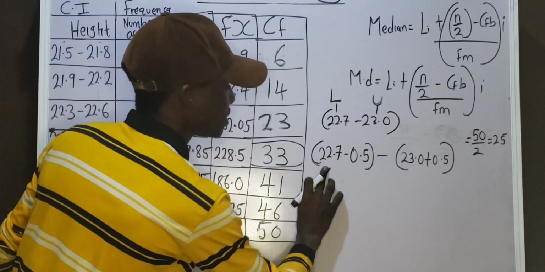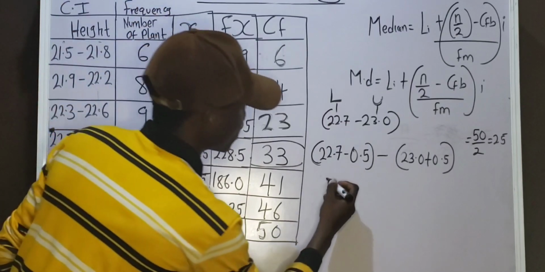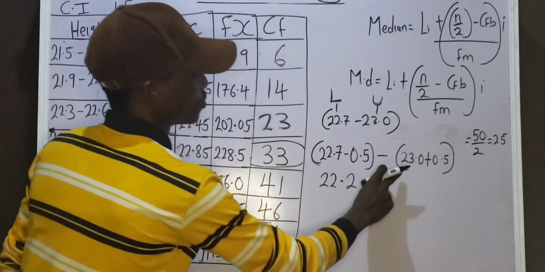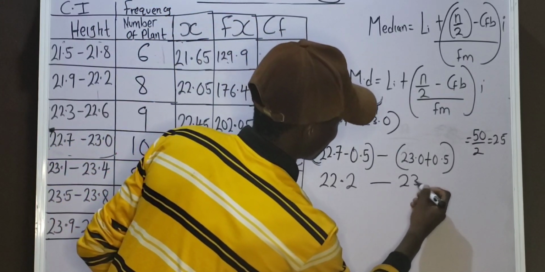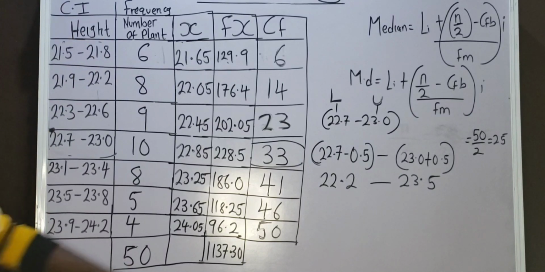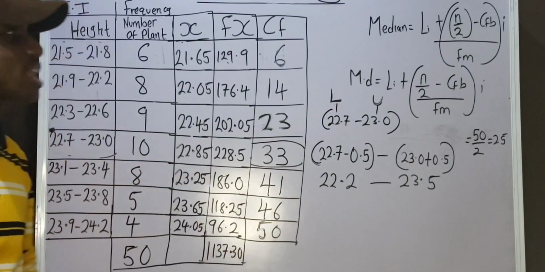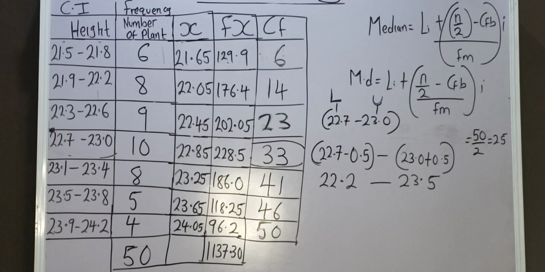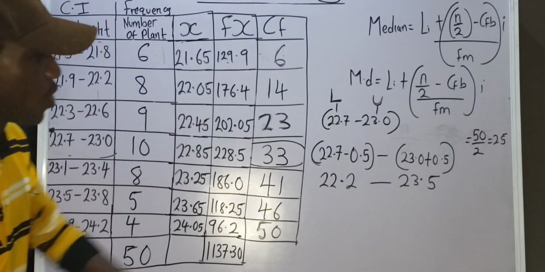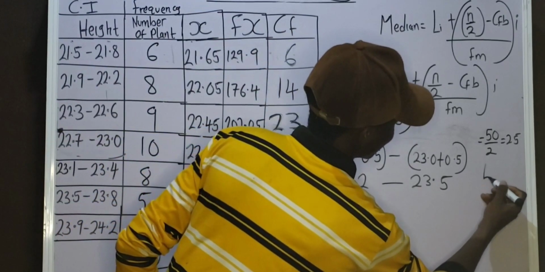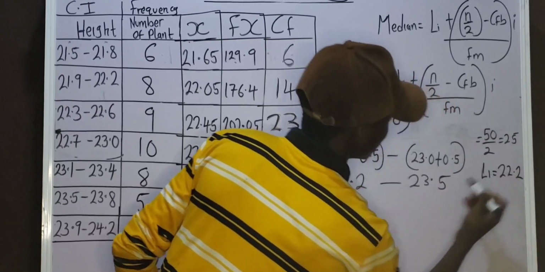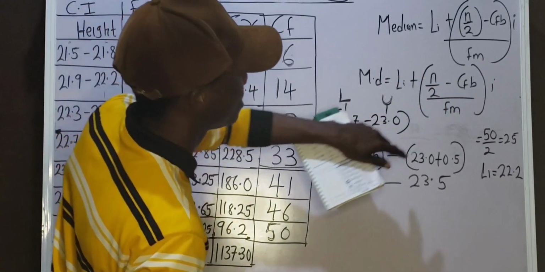So let's proceed. 22.7 minus 0.5, that is 22.2. Then 23.0 plus 0.5, that is 23.5. So you can see this is the class boundary. Now, I want you to pay attention. From the formula, we need the lower class boundary. So I'm going to write it somewhere. Lower class boundary Li is equal to 22.2. You understand?